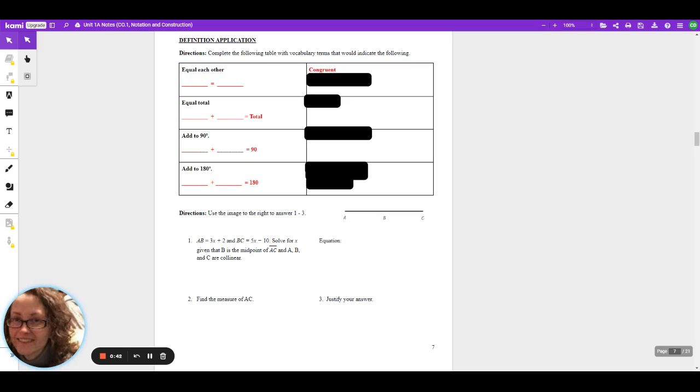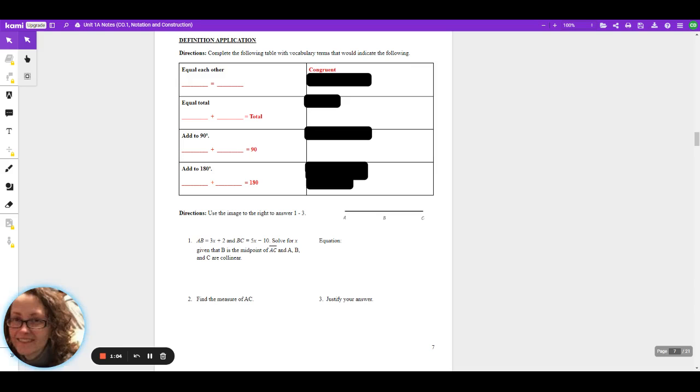In a moment, I will have you pause the video so that you can add vocabulary terms to the right side of the table for each of these options. For example, if two geometric figures are congruent, then their measurements will be equal. So I can put in the term congruent in the right-hand column.